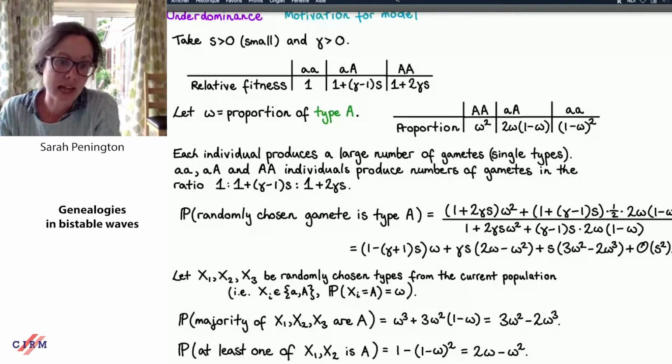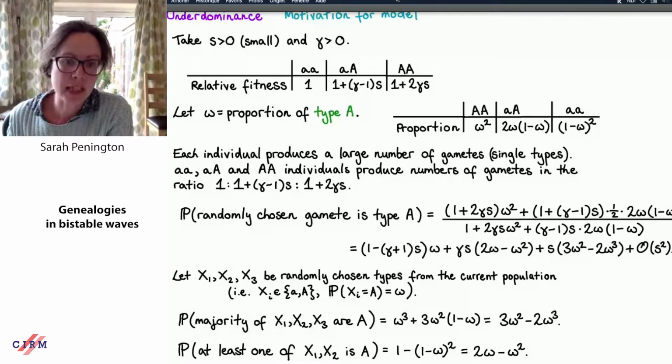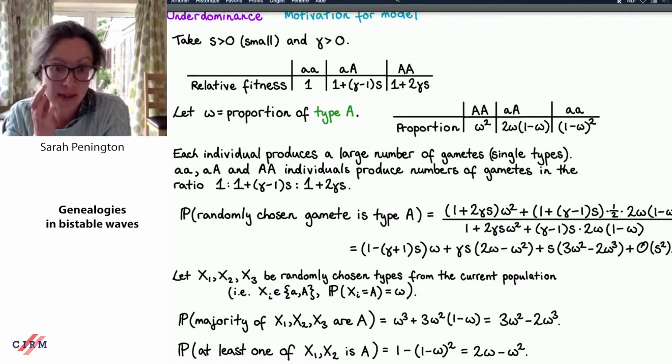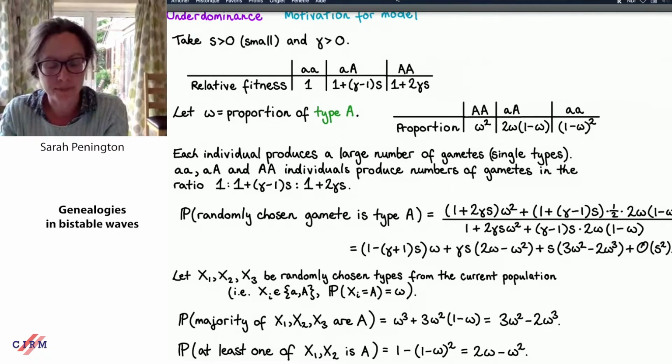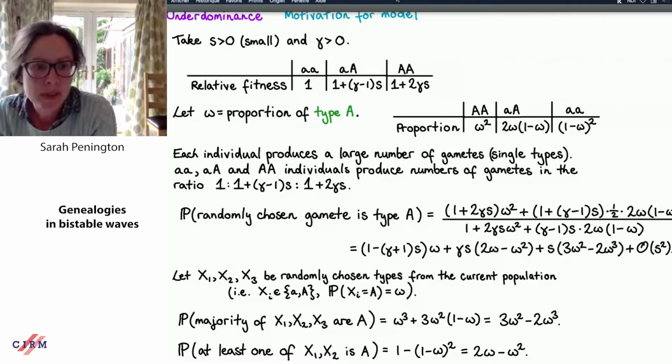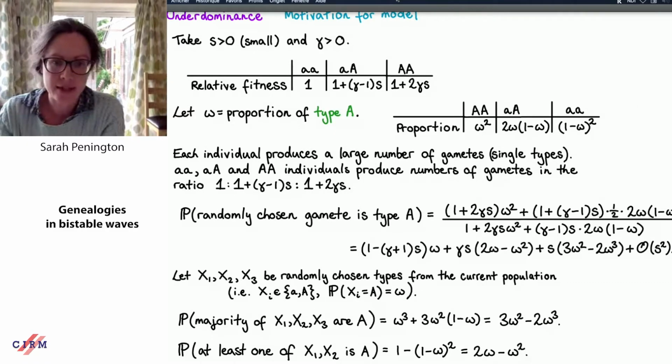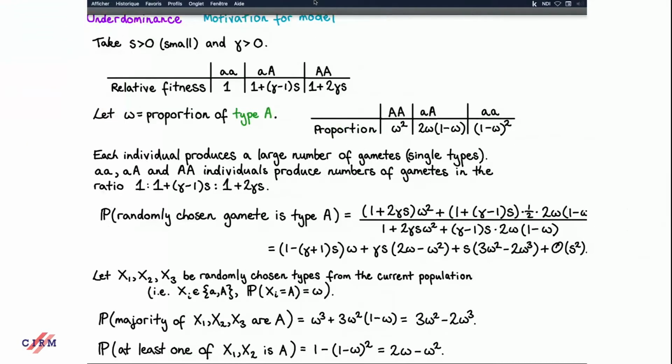So by that I mean that each Xi is either little a or capital A, and the probability that an Xi is equal to capital A is W, because that's the proportion of type capital A in the population. So then the probability that the majority of X1, X2, and X3 are capital A is the probability that all 3 of them are capital A, which is W cubed, plus the probability that exactly 2 of them are capital A, which is 3W squared times 1 minus W. And that works out as 3W squared minus 2W cubed, which is exactly the same term as this term that we have here.